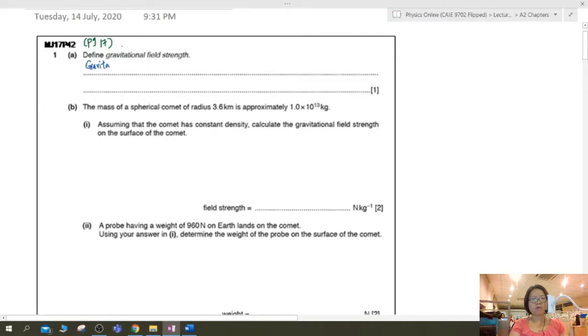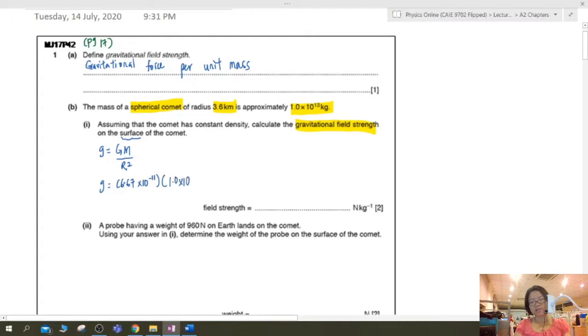Okay. At first, they will ask you to define gravitational field strength. Nice warm-up question. It will be gravitational force per unit mass. Okay, and the mass of a spherical comet of radius 3.6 km is approximately 1.0 times 10 to the power 13 kg. Assuming the comet has constant density, find the gravitational field strength at the surface. So if it's at the surface, you can just conveniently substitute the radius, and that's all. It's a bonus question, provided you know the equation. Alright, so GM over r square, because per unit mass, one of the mass will disappear.